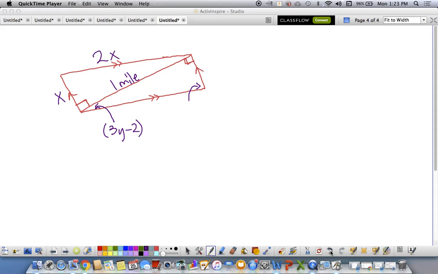3x minus 1 and a 9. Was a minus 1. And the question says solve for x and y, to the nearest.